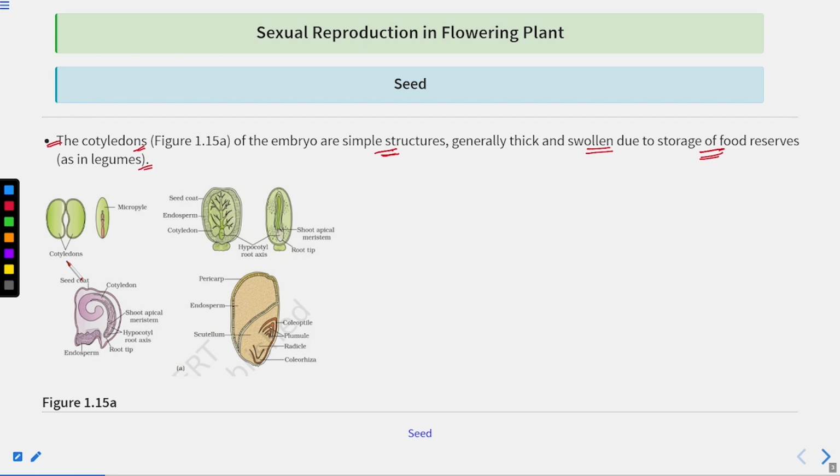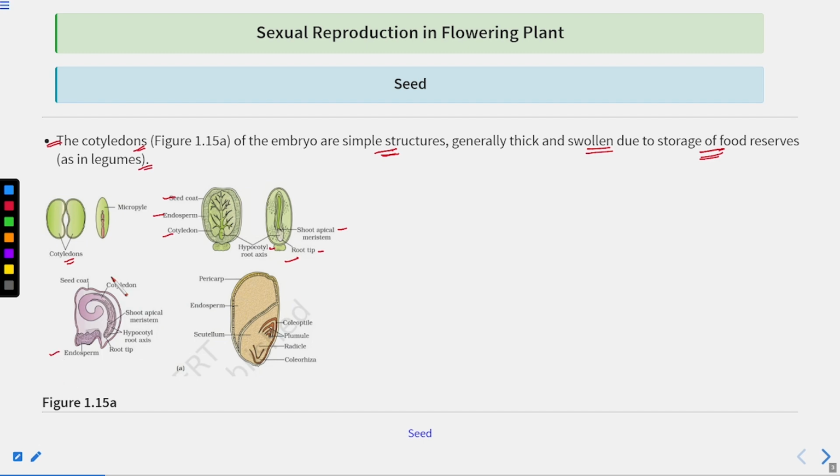Here you can see the two cotyledons, and this is another type of seed, where you can see the cotyledon and the rest of the structures also. Endosperm, seed coat, and the seed coat, you should remember, is developed from the integuments. Ovules have integuments, the outer integument and the inner integument. So integuments get transformed into the seed coat. Here you can see the hypocotyl. Then here is the shoot apical meristem, which will give rise to the shoot system, and here is the root tip.